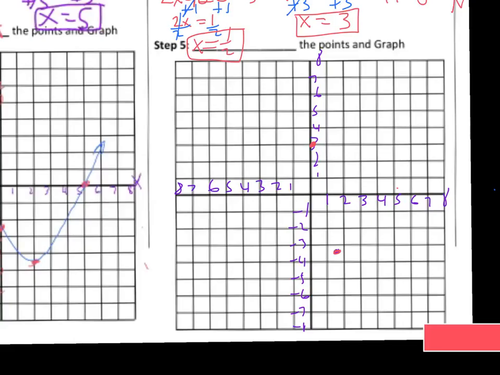Alright, lastly, our x-intercepts, we said one was x is equal to 1/2, which is right here. Half is right here. And the other one was x equals 3. So x is equal to 3, which is right here. After that, let's just connect the graph, connect the dots, and draw a parabola.